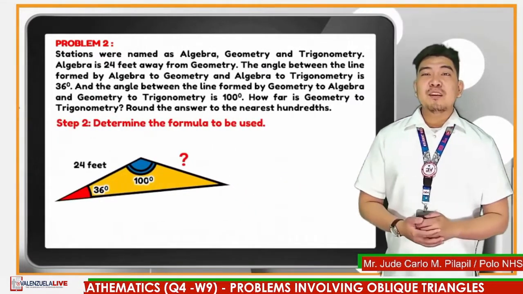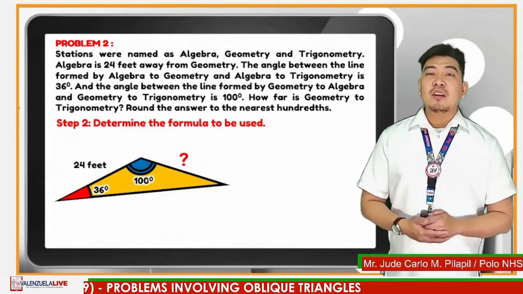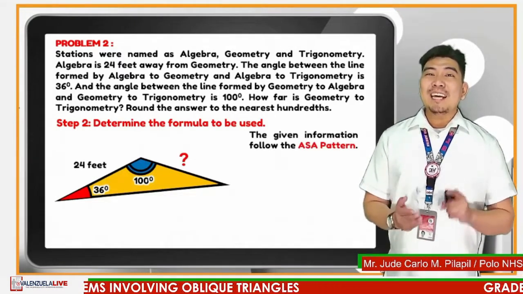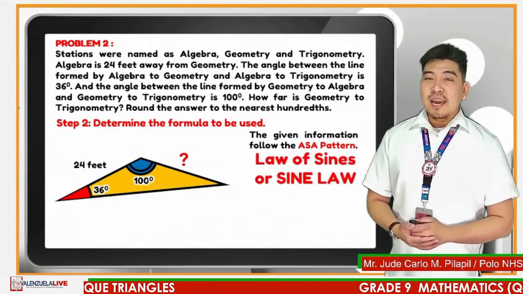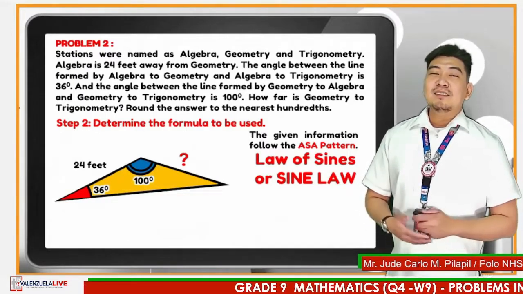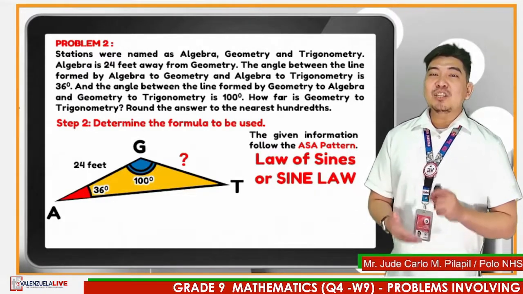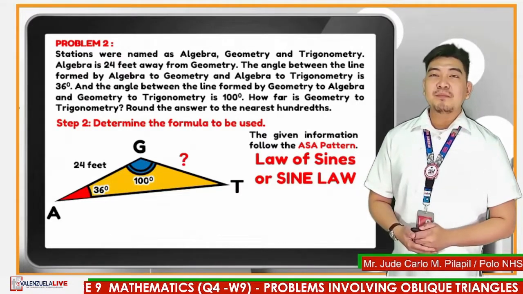Using the oblique triangle form, there are 2 angles and an included side that are given, following the ASA pattern. With this, we use the law of sines to find the length of the unknown side. Let us name the triangle AGT using the first letters of every station.